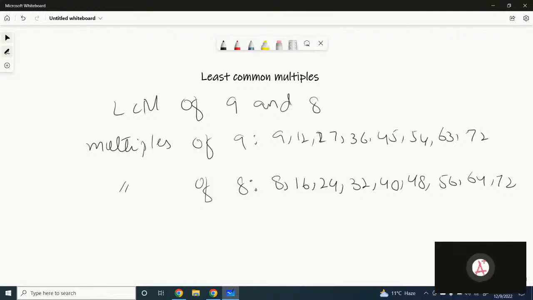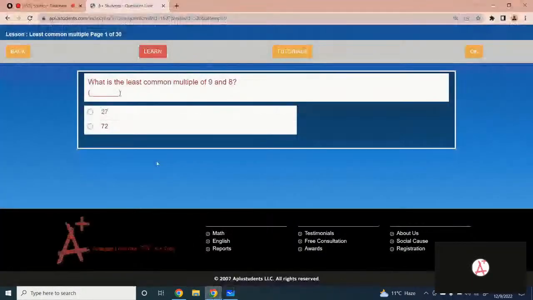You have to look at the numbers that appear in both the tables. Which is the smallest number that is in both the tables? The number that appears in both the tables is 72. So the LCM, the least common multiple, for both the numbers is 72. Got it, everyone? So it is 72. So just select the correct option, then click on the OK button.